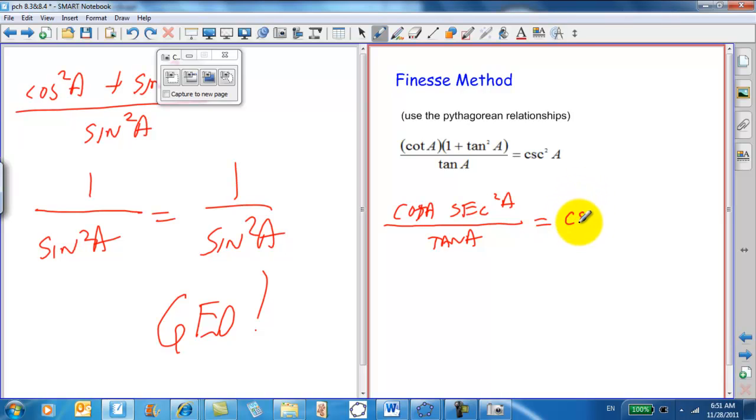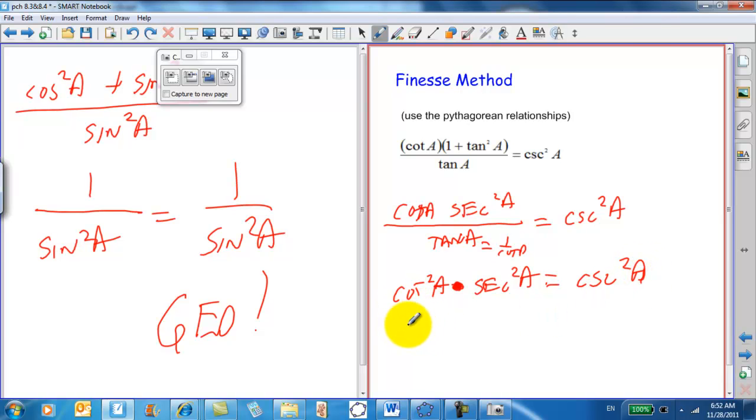Now, we can go a couple routes on this, but let's consider tan A and cotan A and come up with cotangent squared A times secant squared A equals cosecant squared A. Because tangent of A is 1 over cotangent. And so if I have cotangent all over 1 over cotangent, that's cotangent squared A times secant squared A.